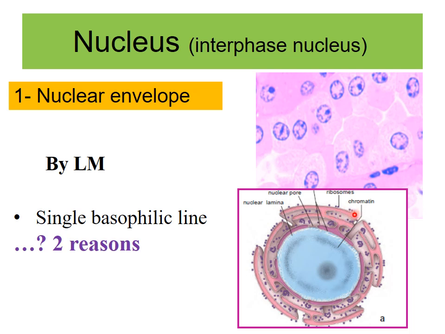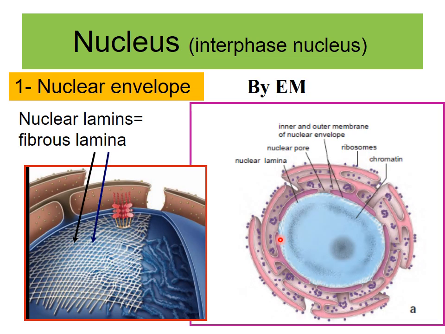First, as you can see here, the outer nuclear membrane is continuous with the rough endoplasmic reticulum, which is studded by ribosomes. And the inner nuclear membrane is associated with chromatin, and this chromatin is formed of DNA. The ribosomes on the rough endoplasmic reticulum are formed of RNA. So these are the causes which make this membrane appear as a basophilic line by light microscope.